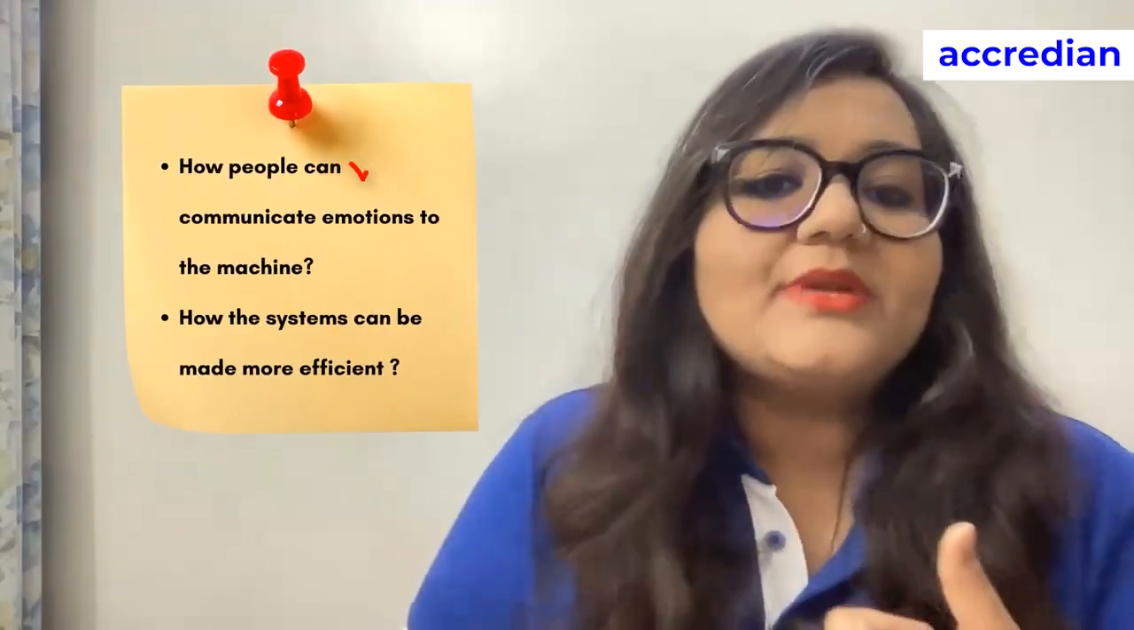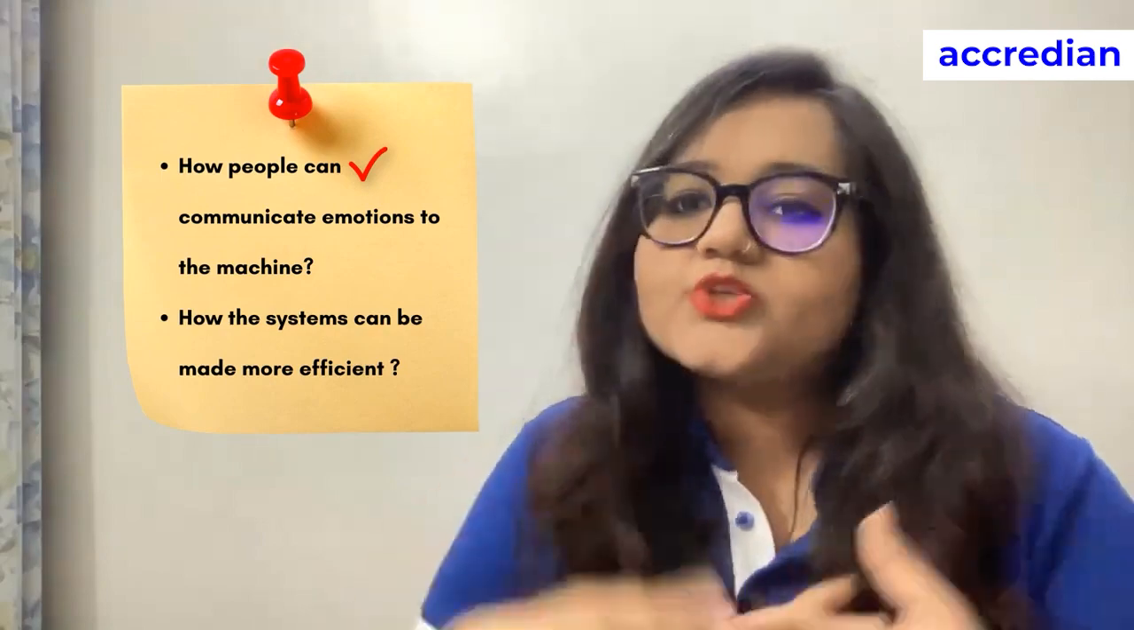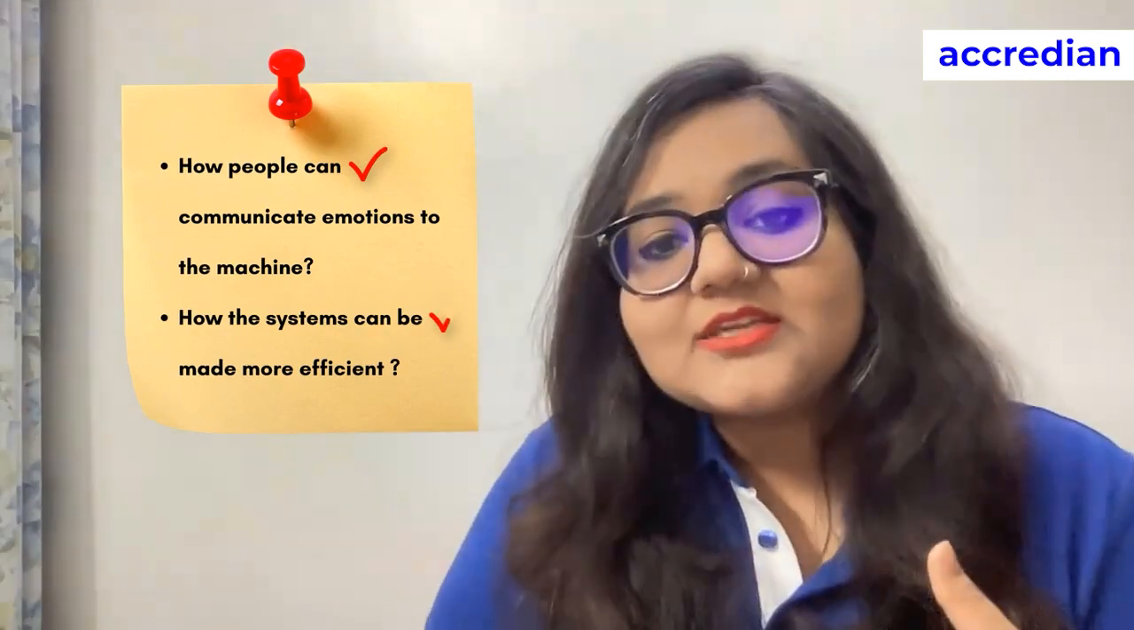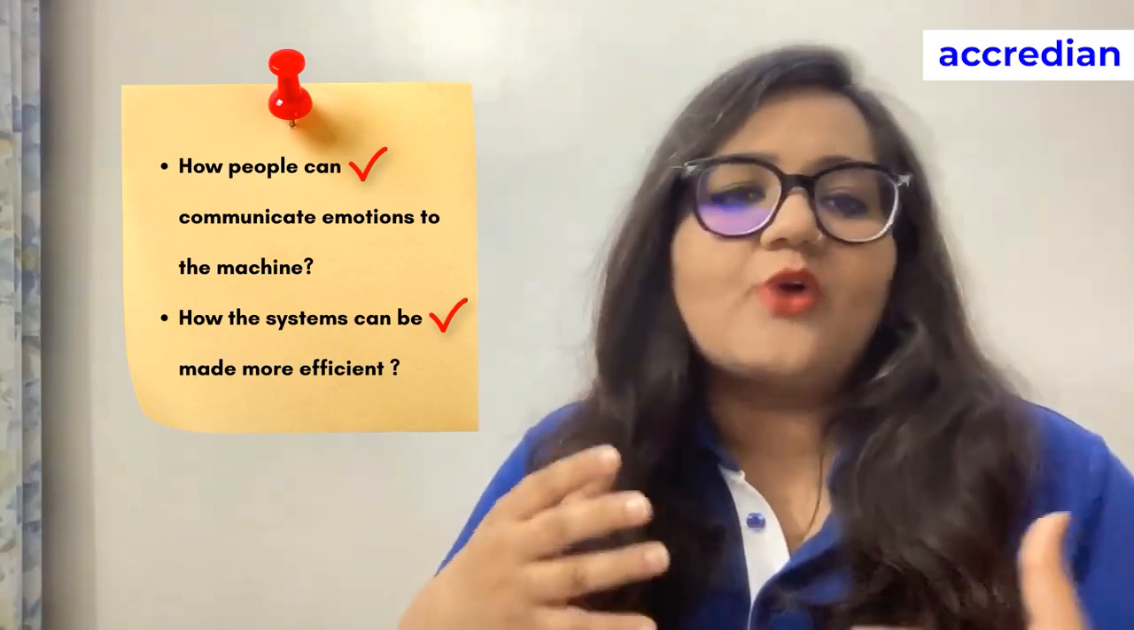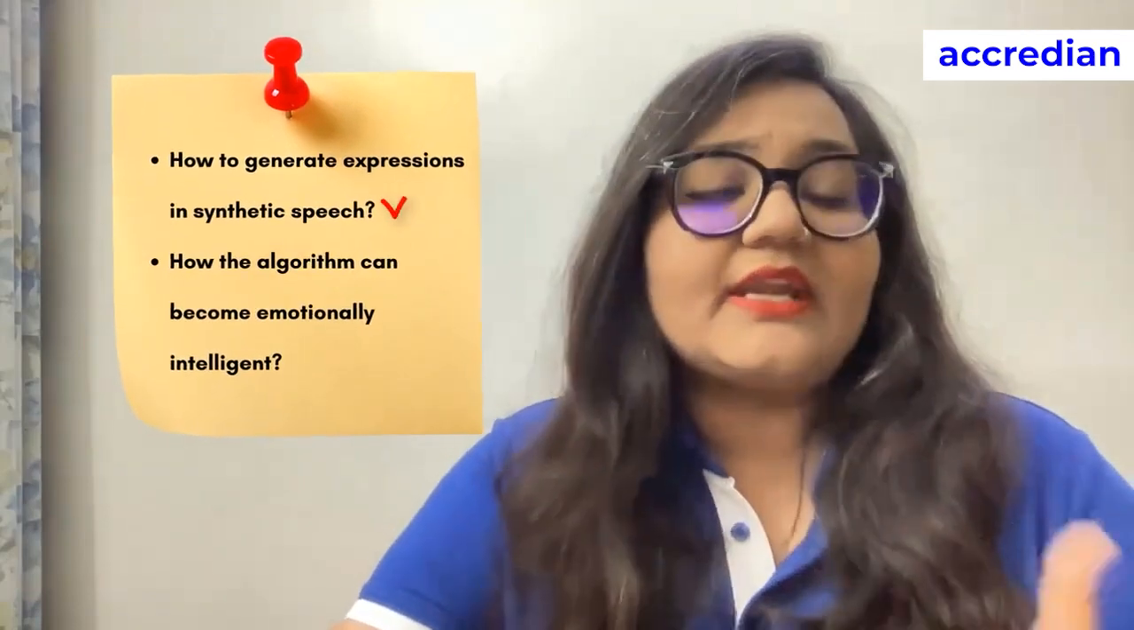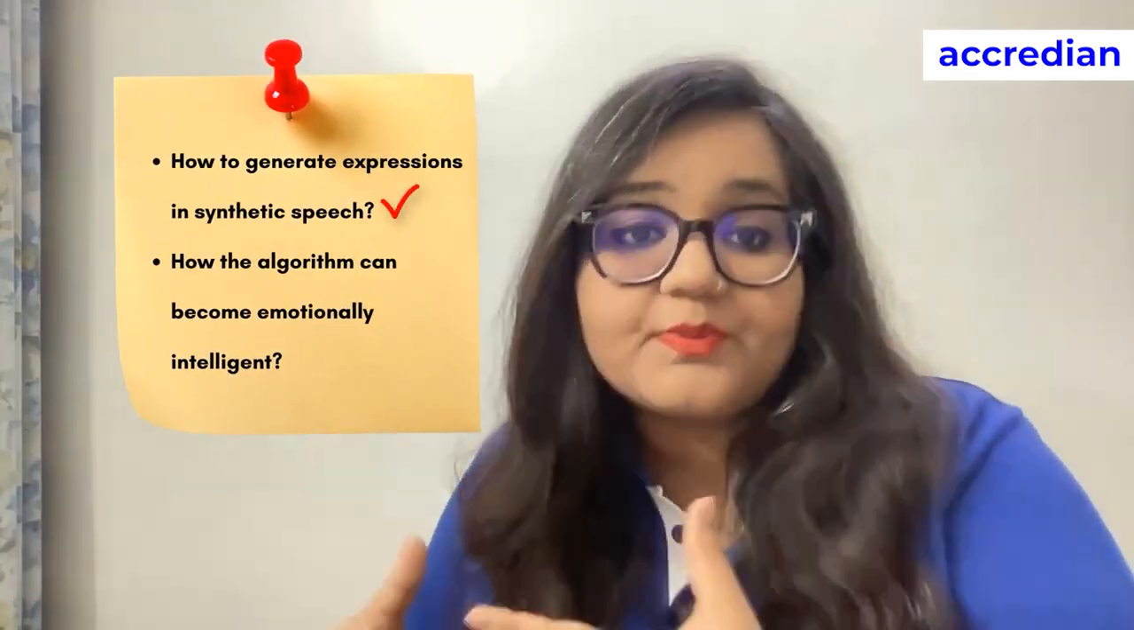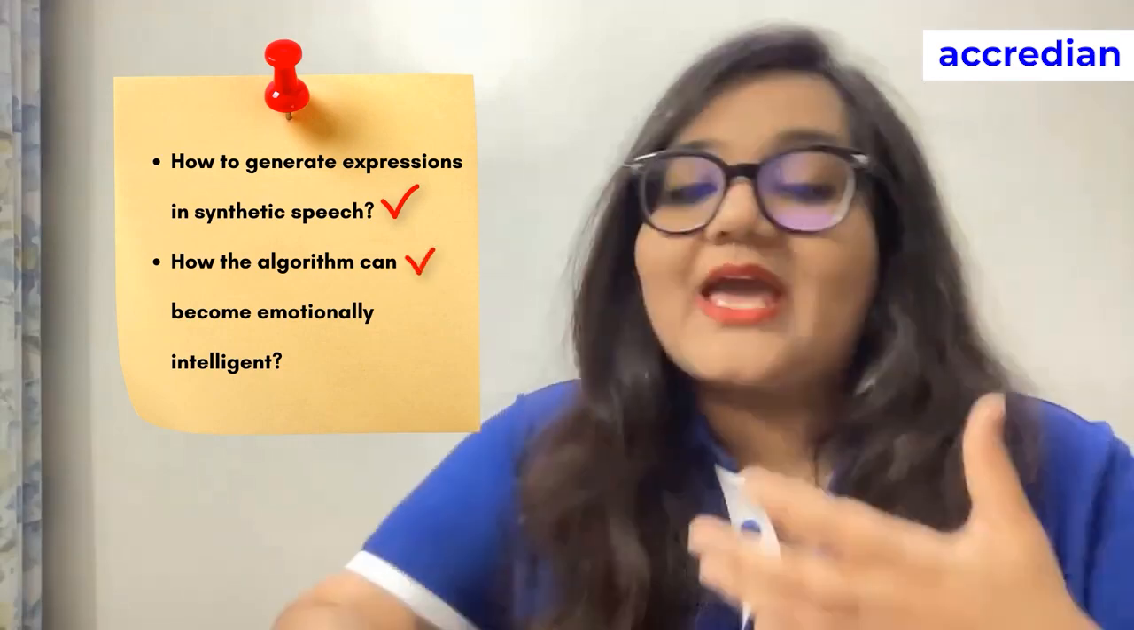One area that I would suggest you can start with if you're coming from a psychology background is human computer interface, HCI. Here you can look at how people communicate emotions to machines, which ones those are and why, how systems can be made more efficient by taking into account the frustration, stress, or pushback from users, how to generate expressions in synthetic speech, and even how the algorithm can become emotionally intelligent. That is, take into account human psychology in its evaluations of scenarios, or the impact that it creates.